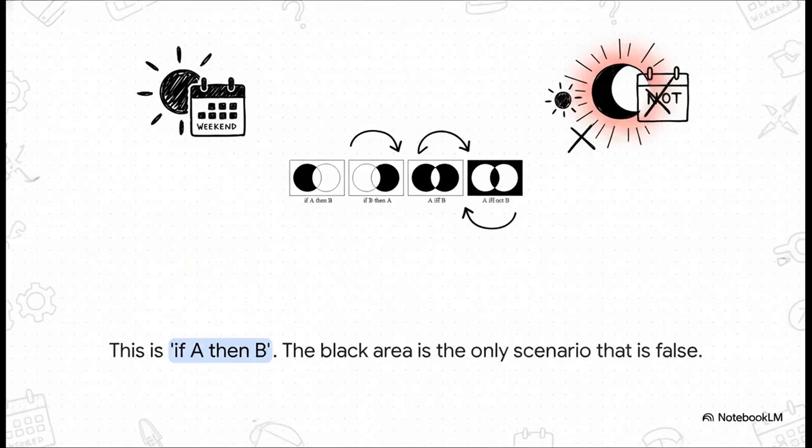And this diagram, it shows that promise perfectly. See that little black crescent shape? That is the one and only situation that makes my promise false. The part of A that is not B. A sunny day that is not the weekend. Everywhere else, the statement is considered true.